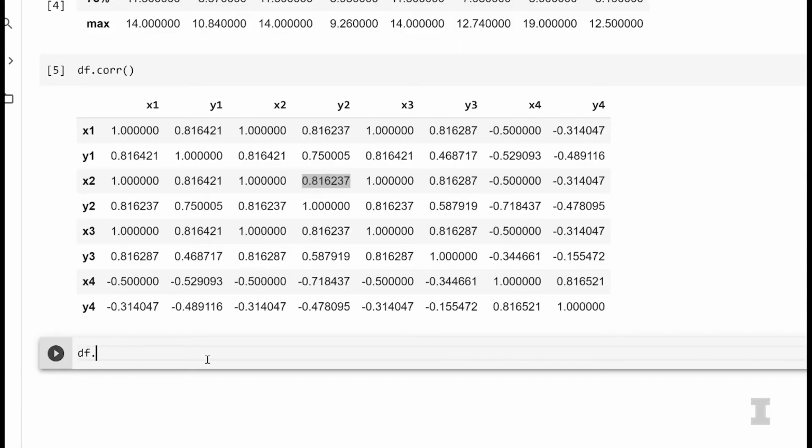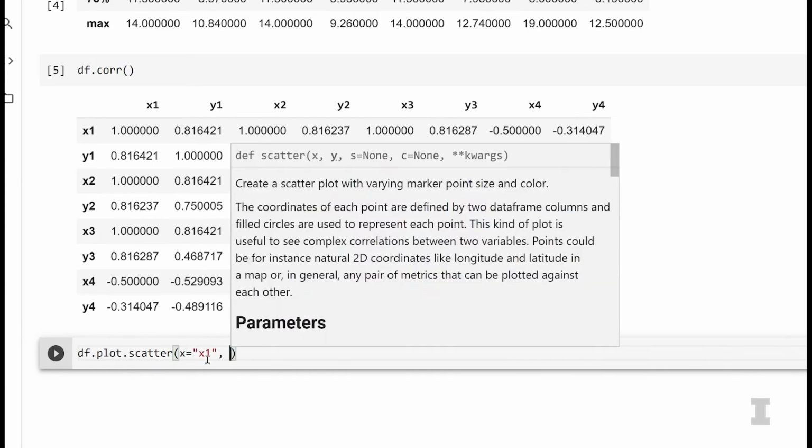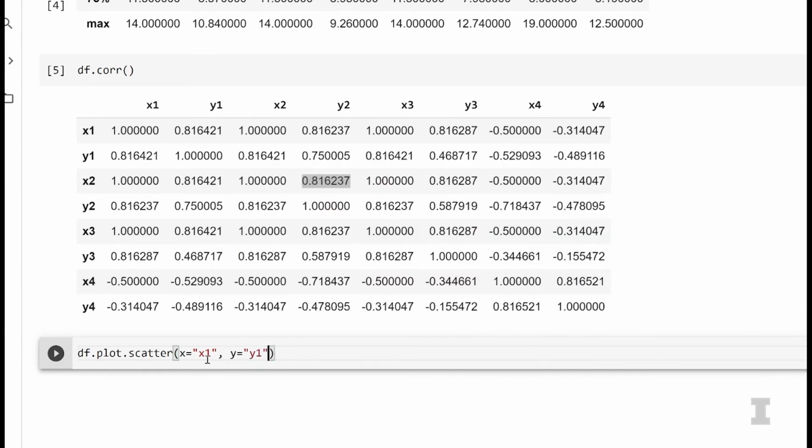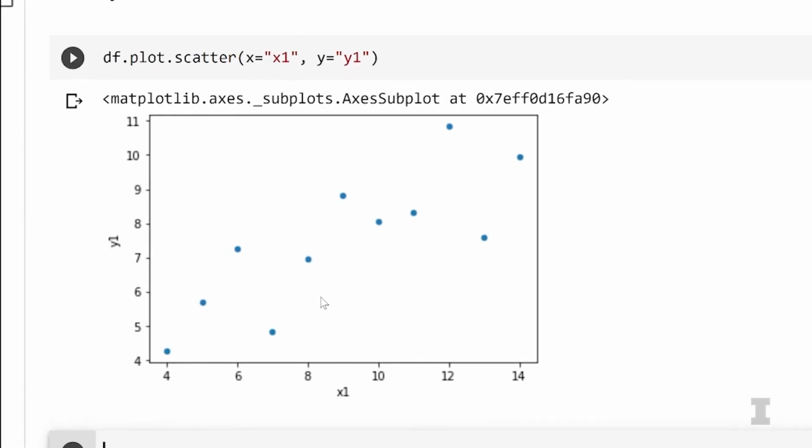We can use something called a scatter plot, which basically just has an x and a y axis and plots each individual point. So let's do a plot of x1 and y1. I'm doing df.plot.scatter, and then I want my x to be equal to the column x1 and my y to be equal to the column y1. And then this will generate a scatter plot where the column x1 is along the x-axis and the column y1 is along the y-axis.